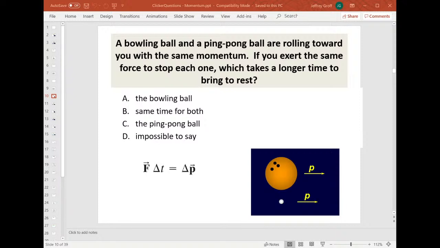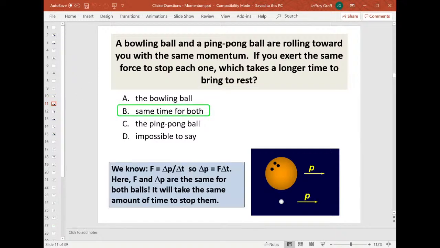Okay, so I'm getting some of you, your favorite answer is B, same time for both, but I got a few answers for A and C, the ping pong ball. So the correct answer is, drum roll please, B, same time for both.